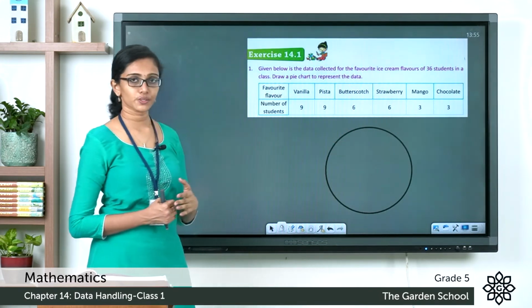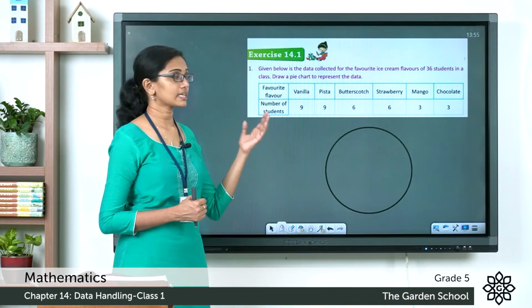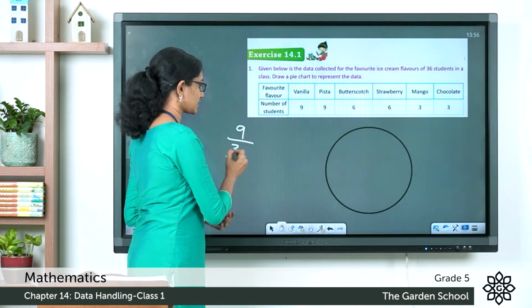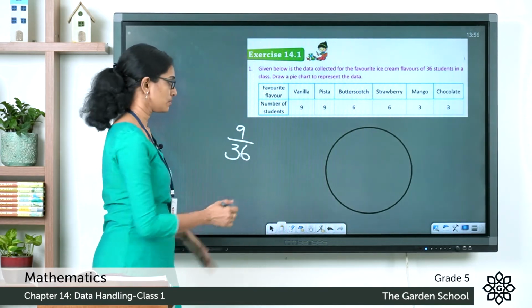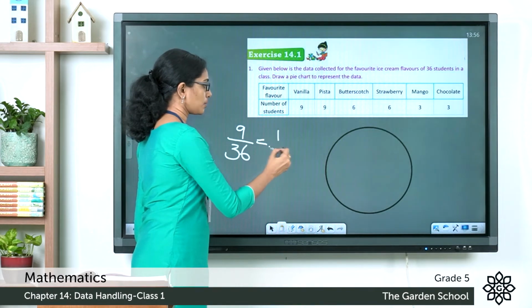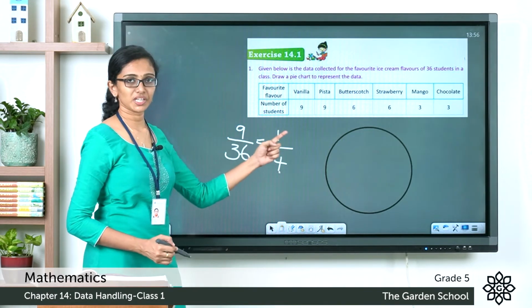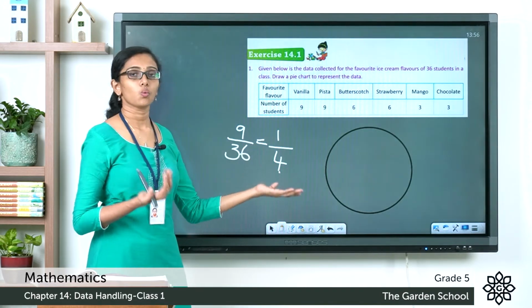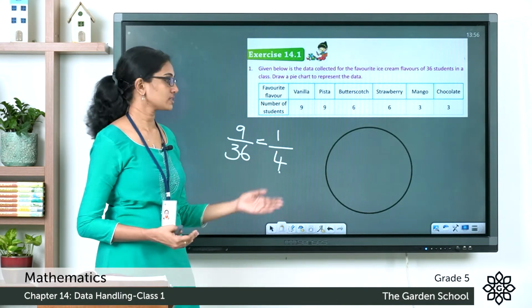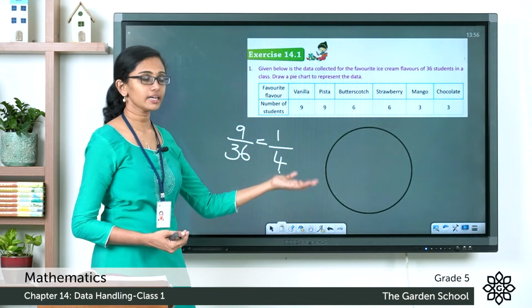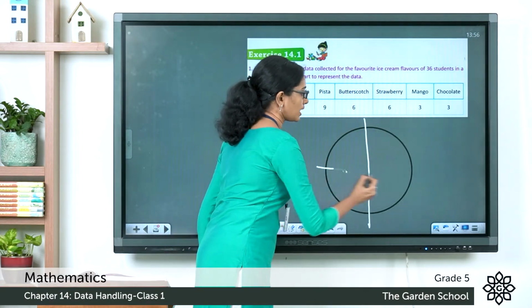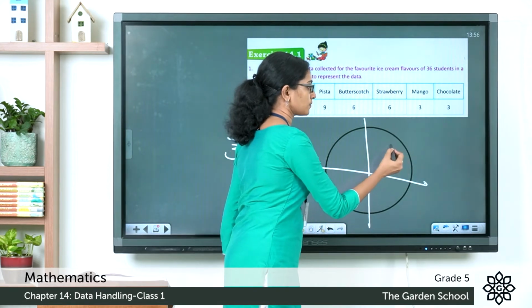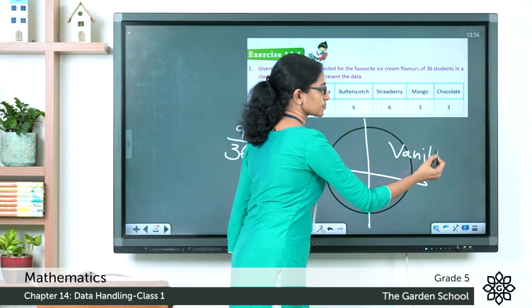So let's have a look at the first one, vanilla. Vanilla flavor is liked by 9 out of 36 students. That is 9 by 36. So when you reduce it to the lowest form, this is equal to 1 by 4. 9 divided by 9 equals 1. 36 divided by 9 equals 4. So 9 by 36 is equal to 1/4. So how do you represent this 1/4 in the circle? You can just divide the circle into 4 equal parts and one part will be 1/4. So let this be that 1/4 part and let this be the sector corresponding to vanilla.